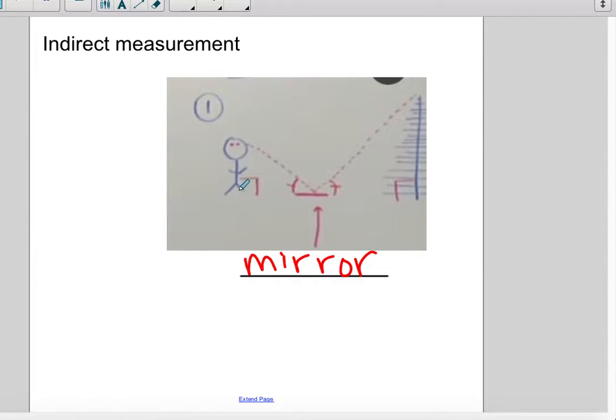At that point they would stand perfectly straight, perpendicular to the ground, and so their body would form a right angle with the ground. The tree is going to form a right angle with the ground. And then the angle from the mirror for the person's eyes to the ground and for the mirror to the top of the tree would be the same angle.